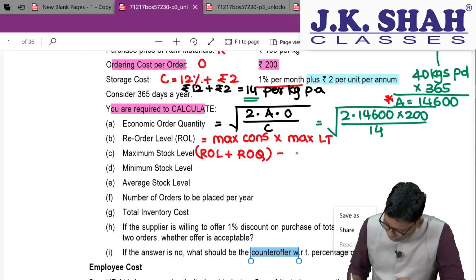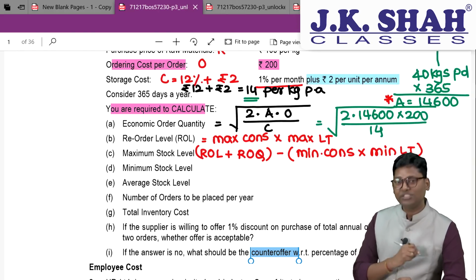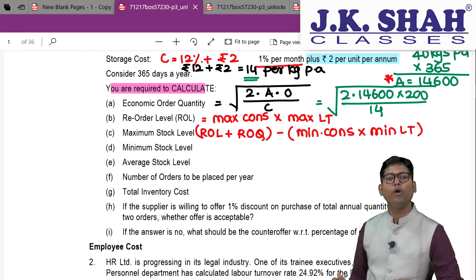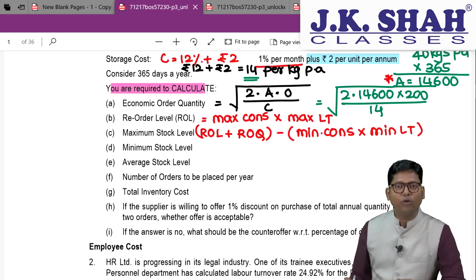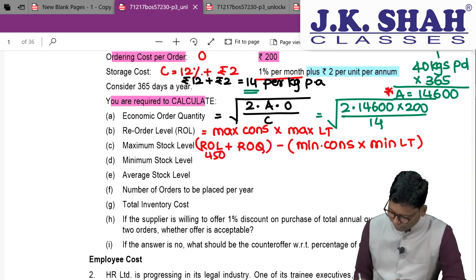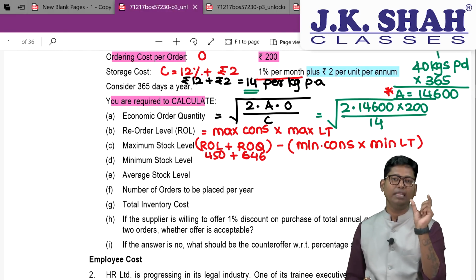From this calculation, you should deduct the minimum consumption, and this minimum consumption is to be multiplied with the minimum lead time. It is a totally formula based chapter, and these formulas are already discussed in the class lectures. So ROL plus ROQ is the requirement. ROL we just computed, which was 450 kgs. ROQ also we computed, 646. So this is 450, and ROQ is your EOQ, which is 646. This will give you total available stock in your godown.